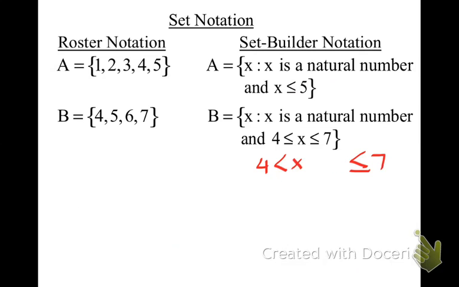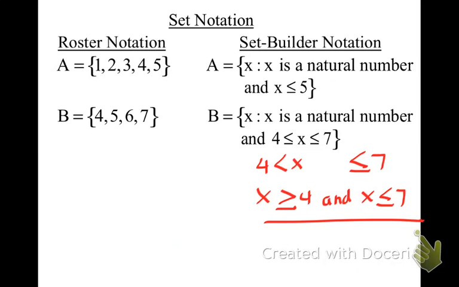Another way to write that would be X is greater than or equal to 4, and X is less than or equal to 7. So you could have written it like this, or like this. This is what we call an in-between. Now, pause the recording and write these notes. Rewind it if you need to. Okay?